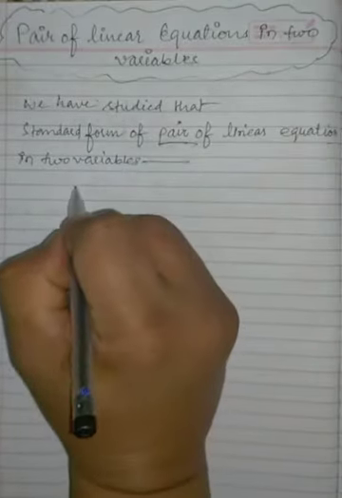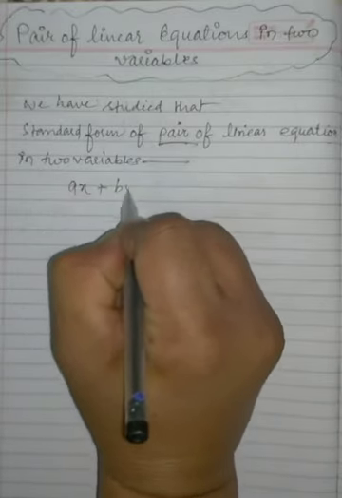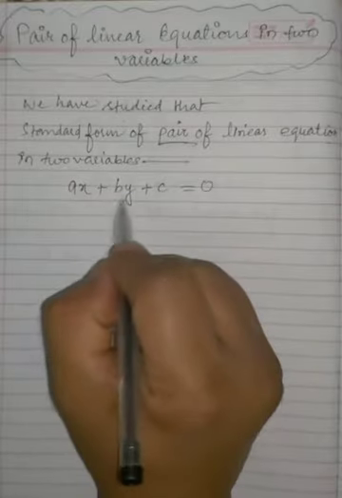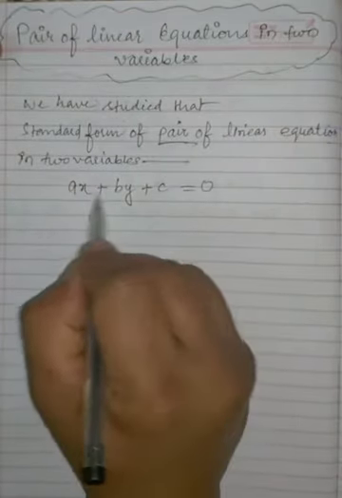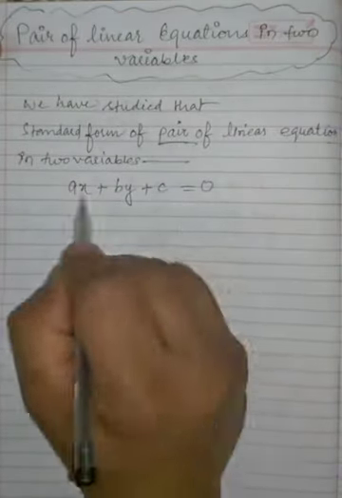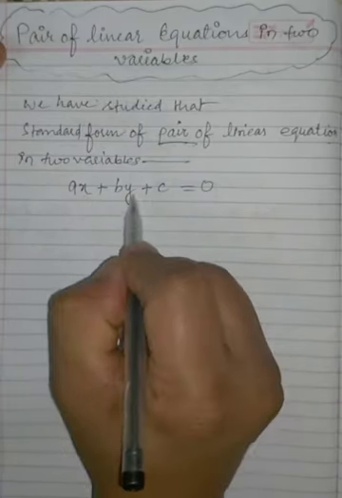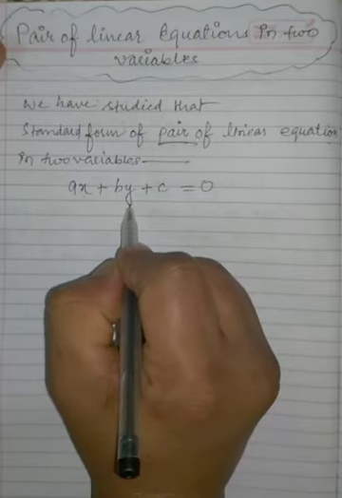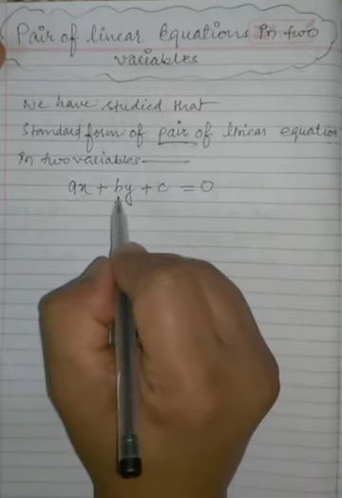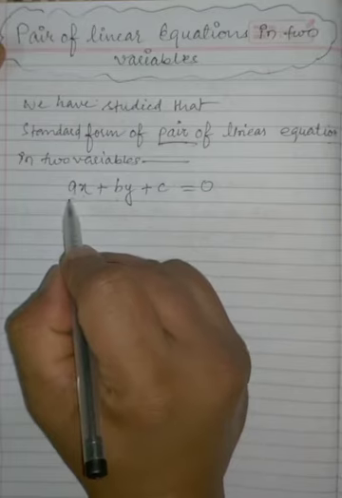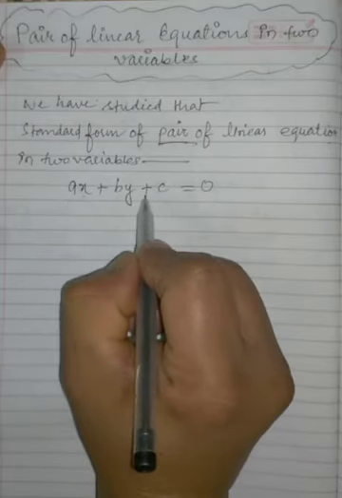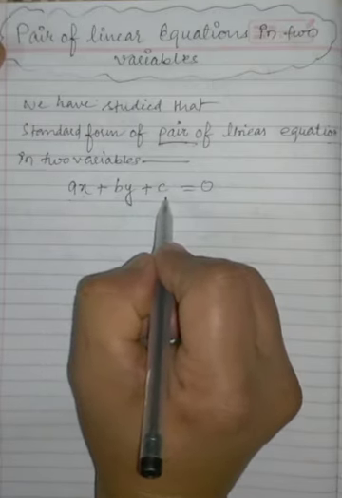The standard form was ax plus by plus c is equal to 0. Okay? Ax plus by plus c equal to 0. This is the standard form of the linear equation in two variables. Two variables are x and y. Here a and b are coefficients of x and y, and c is the constant.